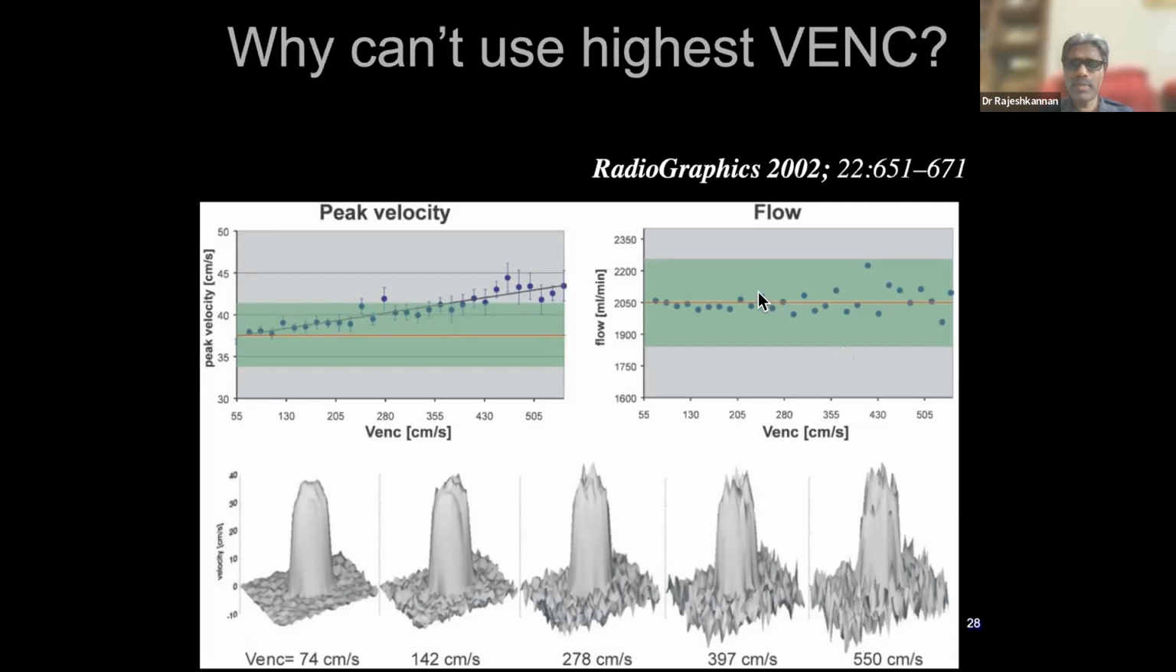Whereas if you look at the total blood flow within the vessel, even if you increase the Venc significantly, 3-4 times, generally the total flow, forward flow or reverse flow, won't get affected.